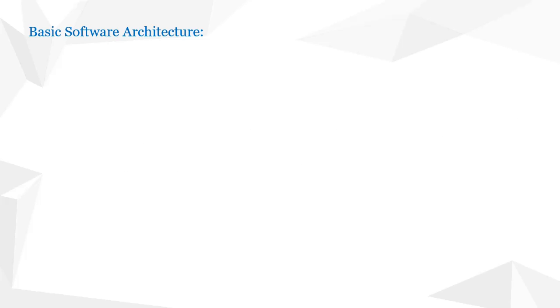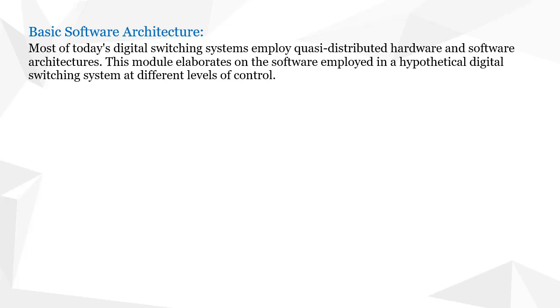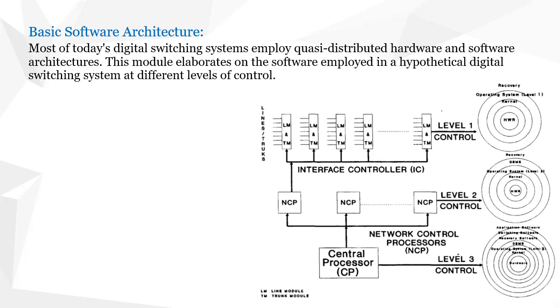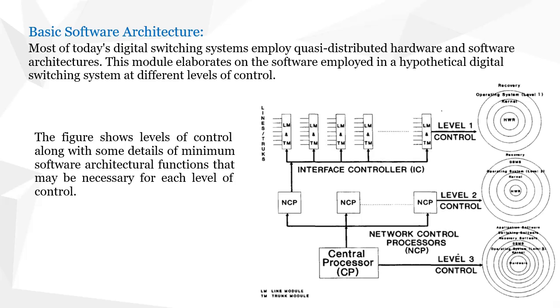Now let us understand the basic software architecture of any digital switching system. Most of today's digital switching systems employ quasi-distributed hardware and software architecture. This module elaborates on the software employed in the digital switching system at different levels of control. You can see the figure, it shows the basic software architecture of a digital switching system, where different levels of control, along with some details of minimum software architectural functions that may be necessary for each level of control, are shown. And you can see that there are three different levels of control: level 1, level 2, level 3, and each of them we are going to discuss in this class.